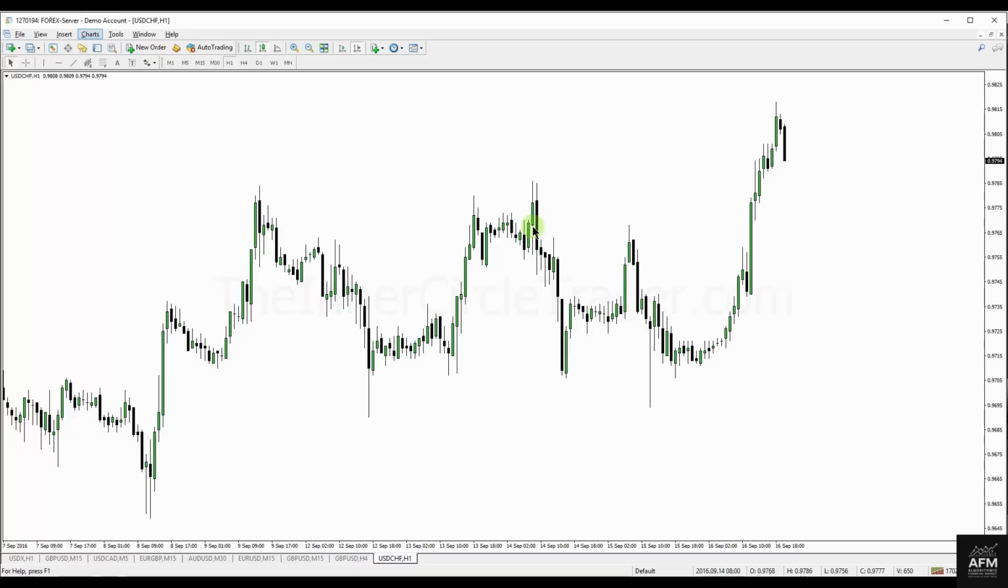You wait or look for the opposite side of the market, which is what we'll talk about next week when we look at equilibrium versus premium.